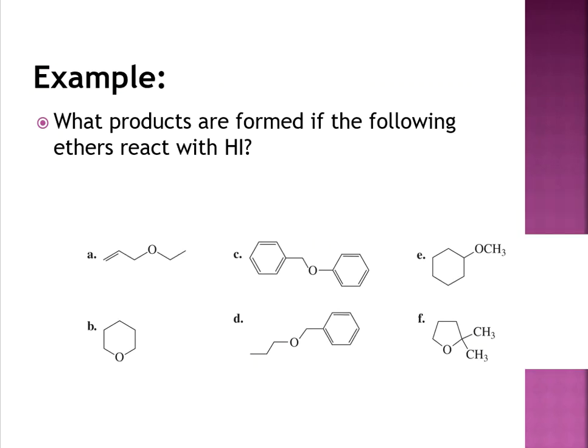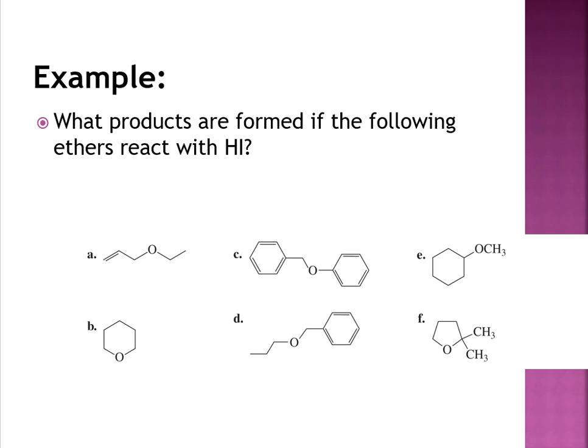All right, so here's an example. This is where I'm going to stop the video. I would like for you to take a stab. Take what you've learned in the last video or two and see if you can come up with the proper products for these reactions. The example problem says, what products are formed if the following ethers react with HI? So we have A, B, C, D, E, F. All of these have ether groups.